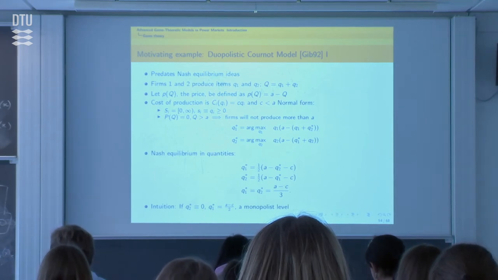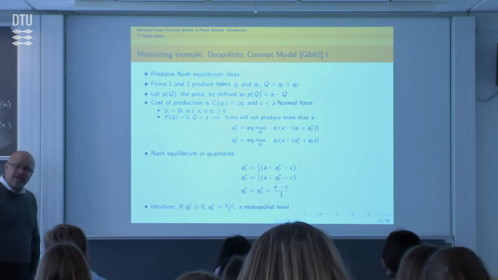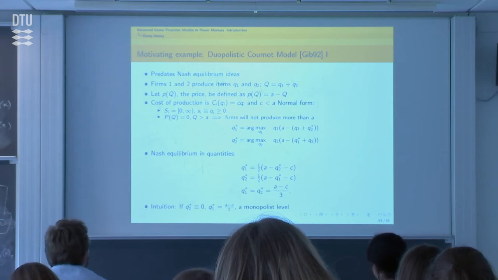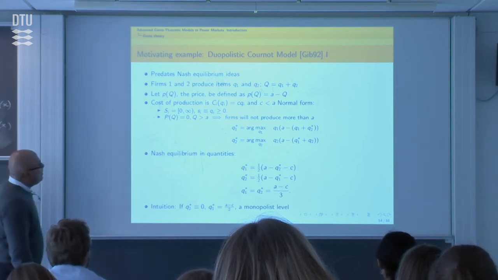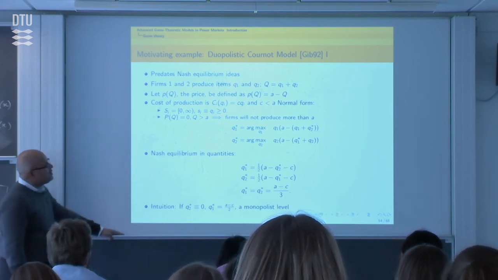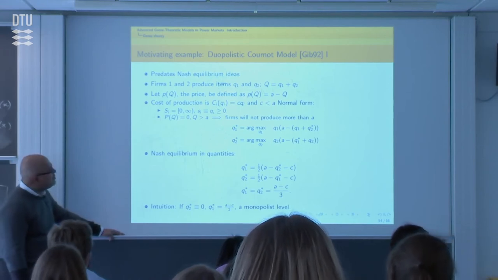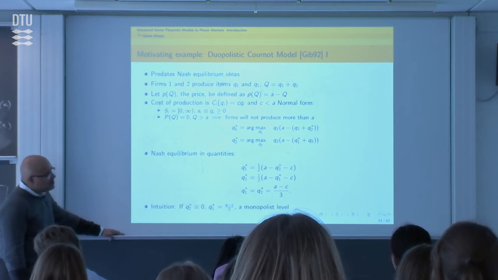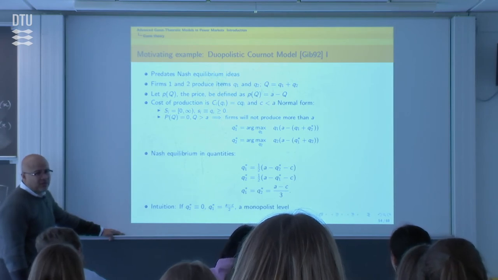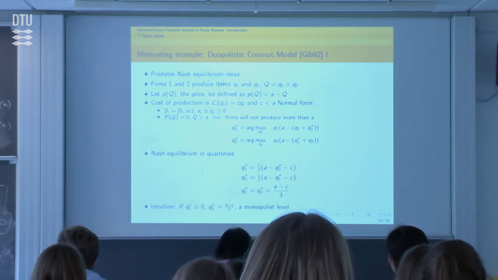Now I'm going to move to a setting that is fairly well known, which is the duopolistic Cournot model, which predates Nash equilibrium. Imagine a situation where firms 1 and 2 are competing, and they produce quantities Q1 and Q2 of a particular item. Suppose the overall quantity is Q = Q1 + Q2, and the price is determined by the affine function A minus Q. Let me write this down. It'll be easier if I write this on the board.